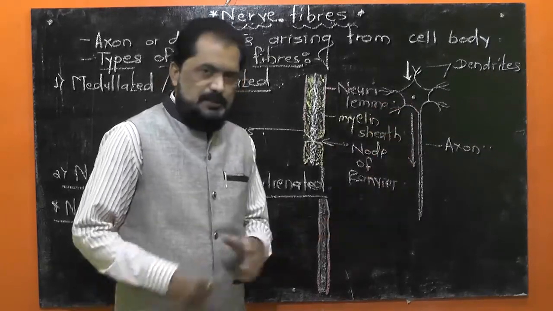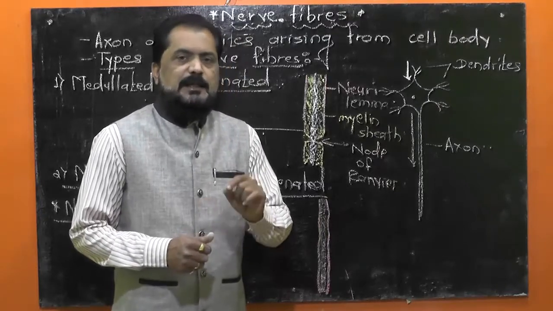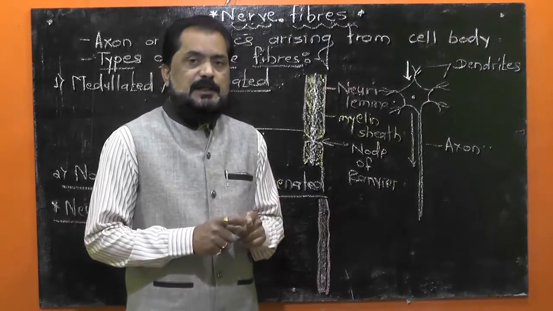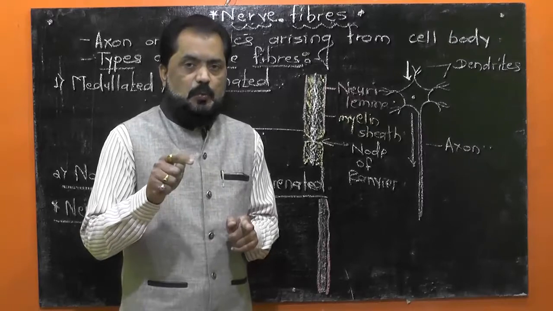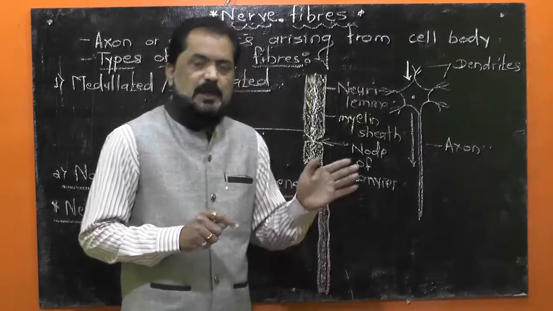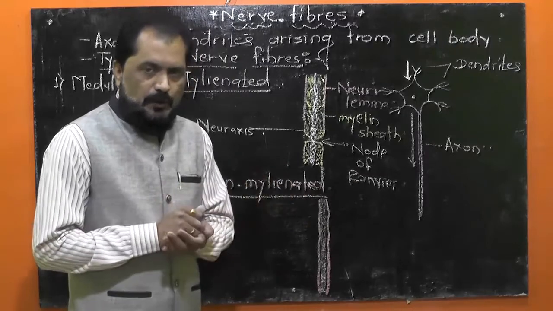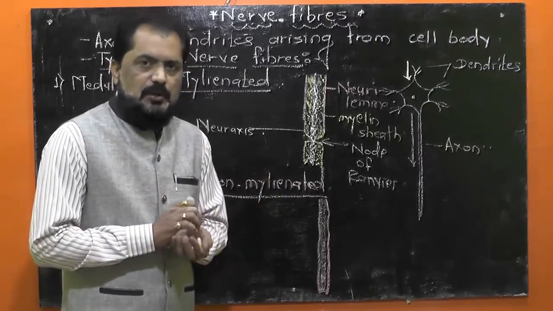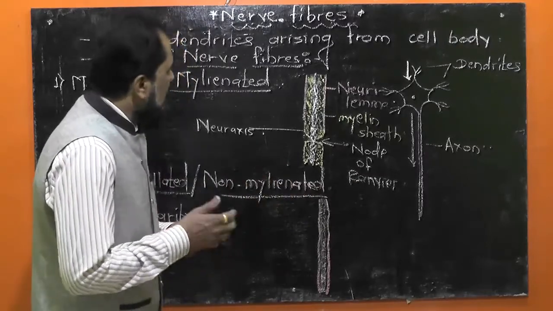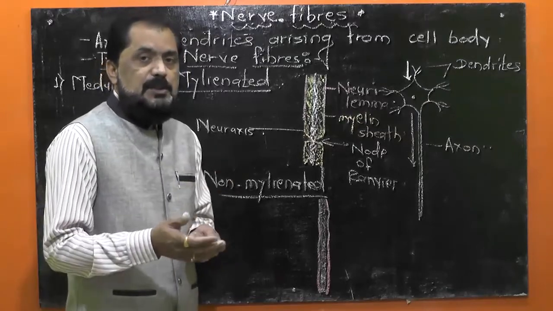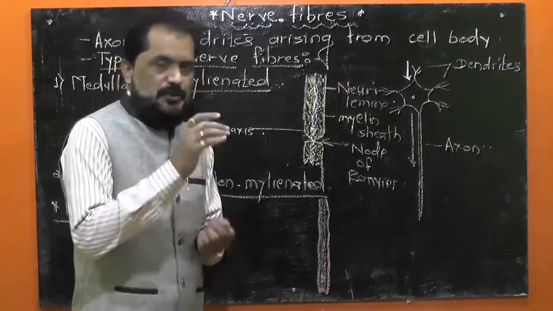It means an electric impulse is conducted in one direction only. This is nothing but the polarity shown by the nerve cell, shown by the neuron. Now let us talk about the types of nerve fibers on the basis of their function.